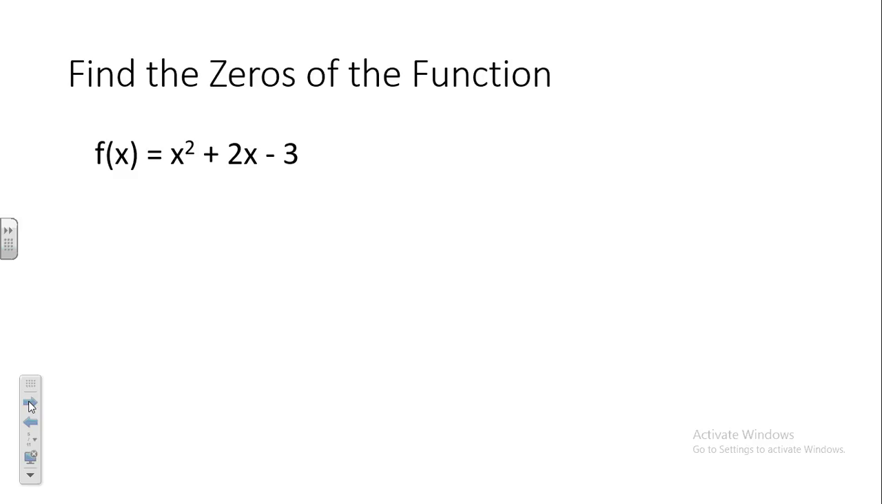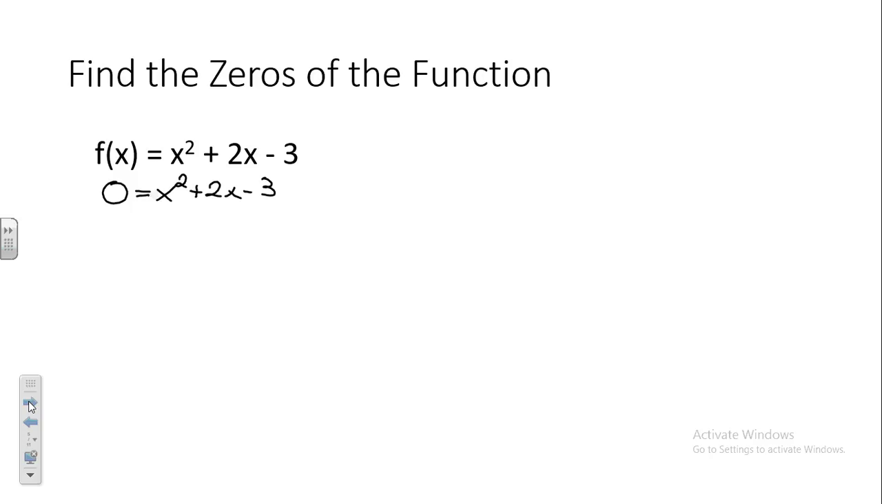What do you think they mean by zeros? You said it equals 0. We want to know where the function is equal to 0. Very nice. Okay. How do we solve something like that?